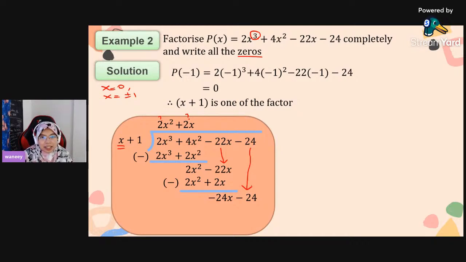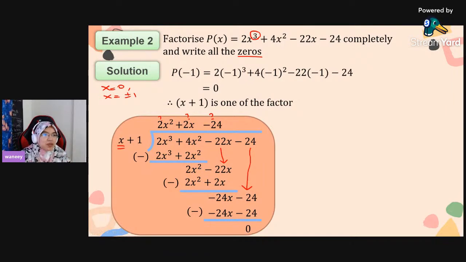Again, let us continue because now the power is the same. So we must continue. So x multiply with what in order to get negative 24x? So the answer is negative 24. Okay, so x multiply with negative 24 will become negative 24x, of course. 1 multiply with negative 24, the answer will be negative 24. So we simply get the same thing. So when you deduct, you are going to get 0 as the remainder.